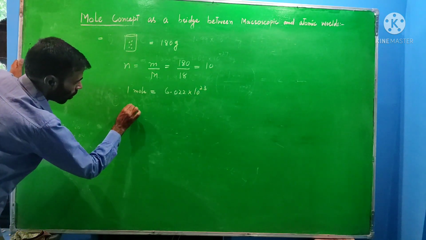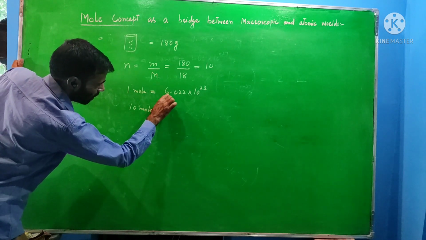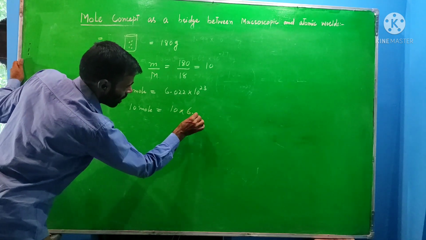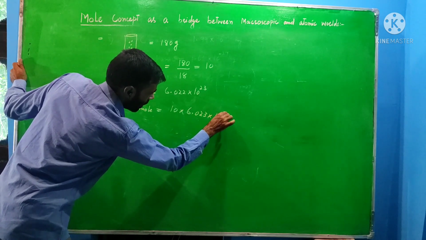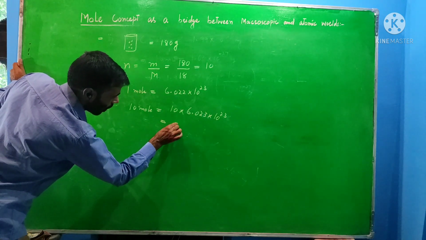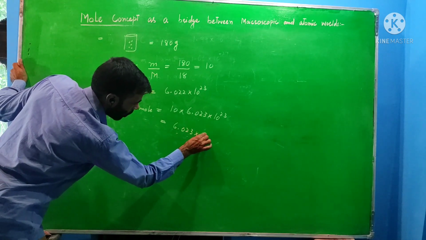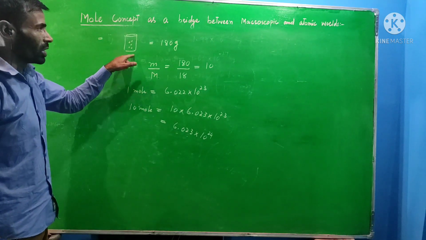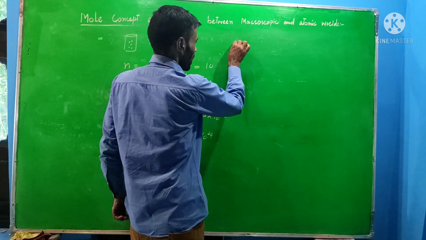So within 10 moles, the number of molecules will be this one multiplied by 10. So this is 10 into 6.023 into 10 raised to power 23. Here the power is 10 raised to power 1, 23 plus 1, that is equal to 24. That is 6.023 into 10 raised to power 24 water molecules are present within a glass of water which weighs 180 gram.